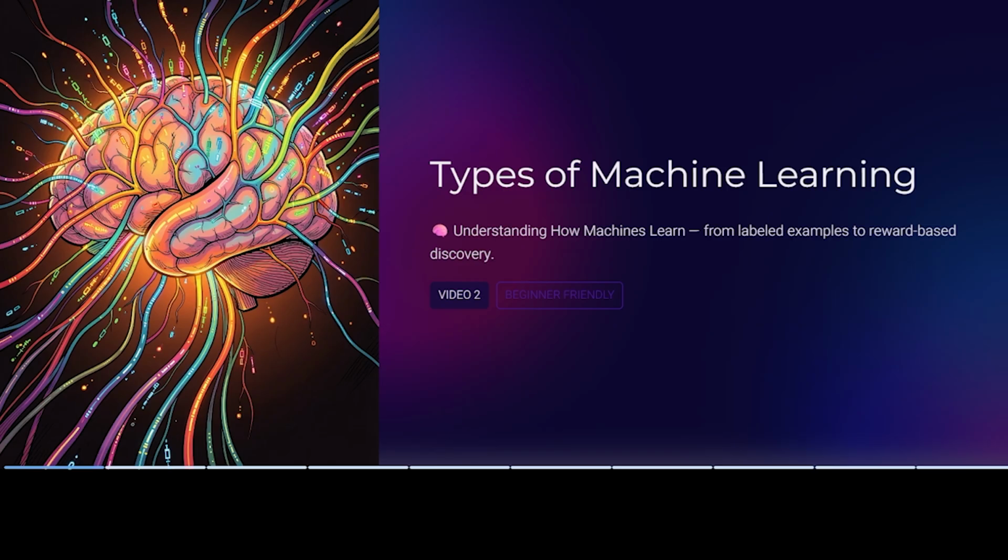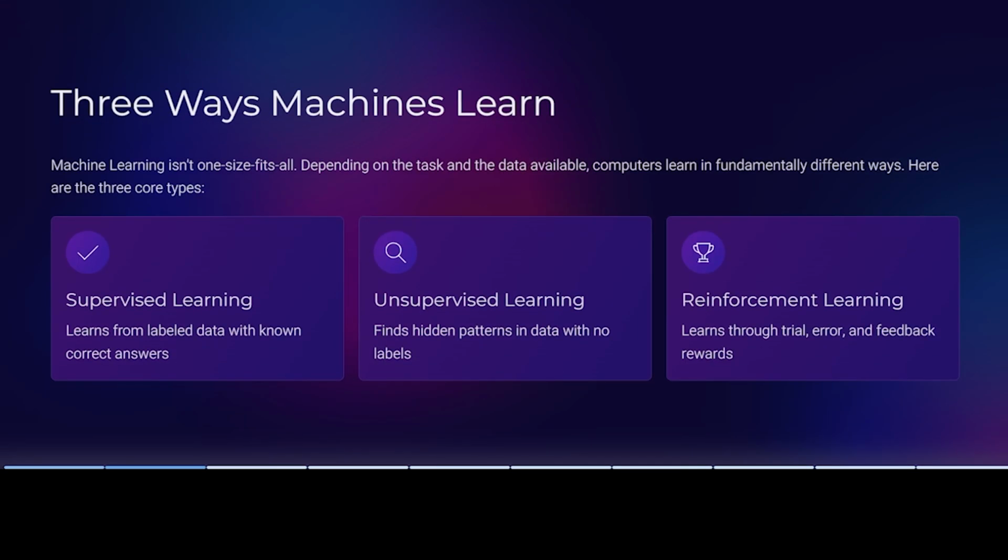But here's something interesting: machines do not always learn in the same way. Depending on the problem and the data available, they can learn using different approaches. In today's session we will explore 3 main types of machine learning and understand them with simple real-world examples. We saw these 3 types in the first video, but here we will see them in a detailed way, because this is a very interesting and very important concept.